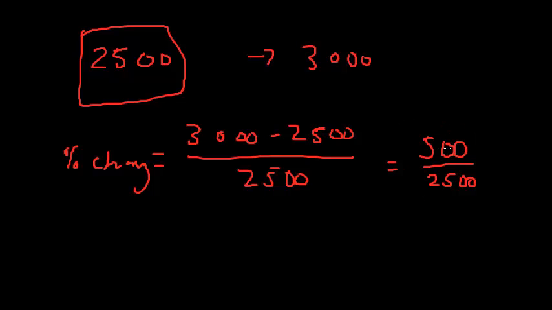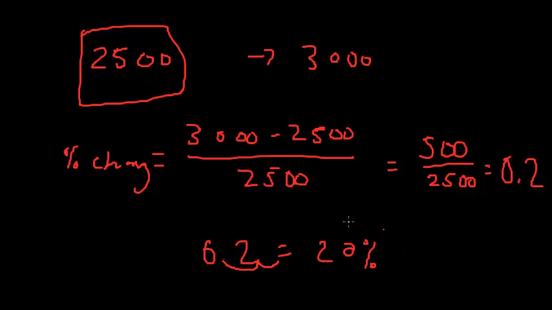This is a fraction. In order to convert this to a percent, right, one easy way is to convert it first to a decimal, and then the decimal to a percent. So 500 divided by 2,500 is 0.2. Now 0.2 as a percent is, move that decimal place now 2 places to the right, and you get 20%. So if tuition went from $2,500 to $3,000, that was a 20% increase in tuition.